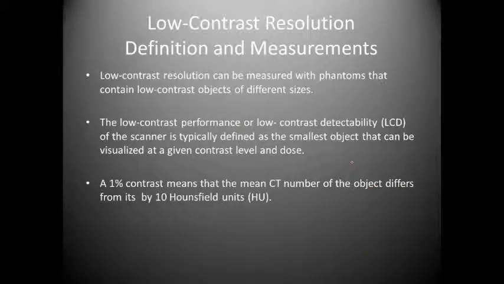Low contrast resolution can be measured with phantoms that contain low contrast objects of different sizes. The low contrast performance or low contrast detectability of the scanner is typically defined as the smallest object that can be visualized at a given contrast level and dose. A 1% contrast means that the mean CT number of the object differs from it by only 10 Hounsfield units. So very small density difference in the grand scheme of things.